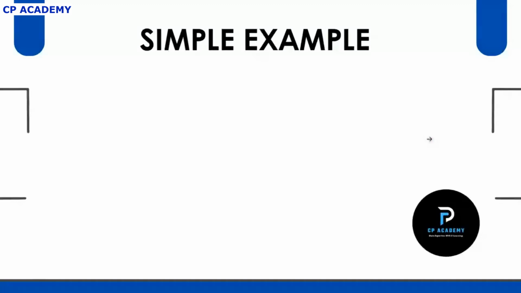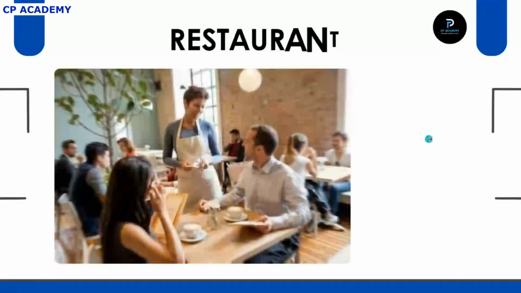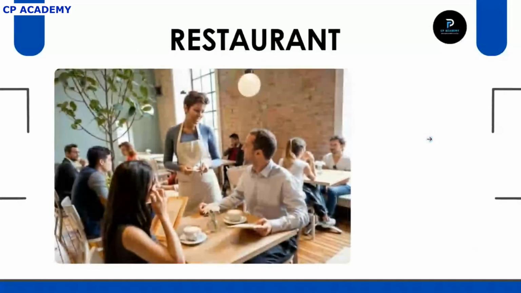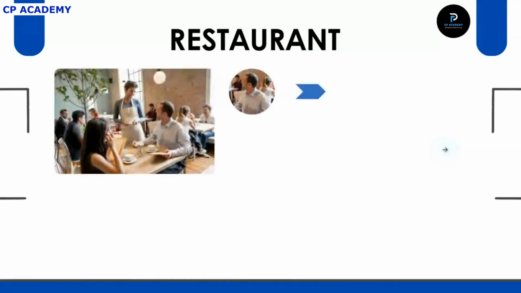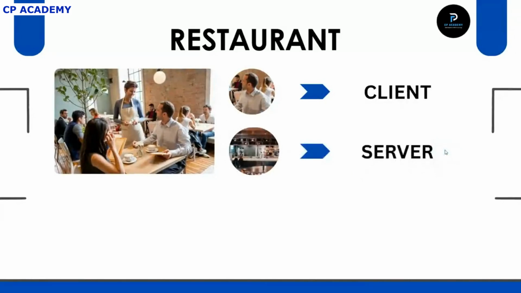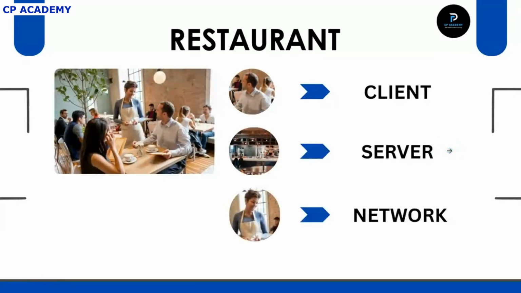First, imagine a simple real life example. You go to a restaurant, you sit down, and the waiter comes to you and says, sir, what would you like to order? You say some food item, and the waiter goes to the kitchen, gets your food and brings it back to you. This simple act is exactly how computers communicate too. Here the customer is the client, the kitchen is the server, and the waiter is the network between them. So I'll explain clearly.